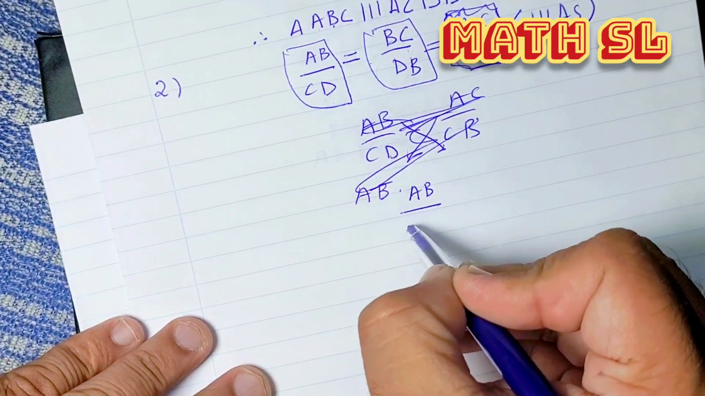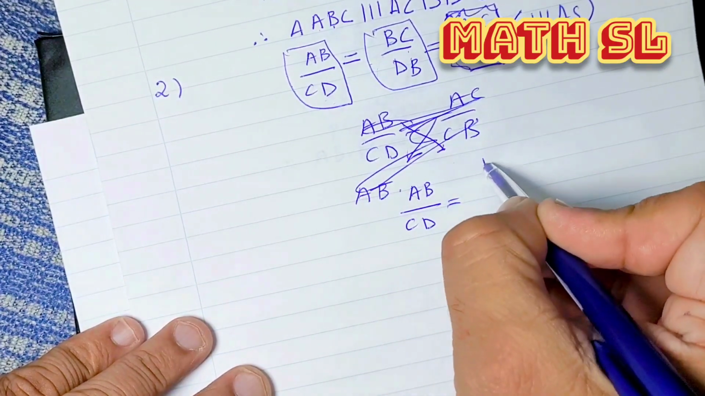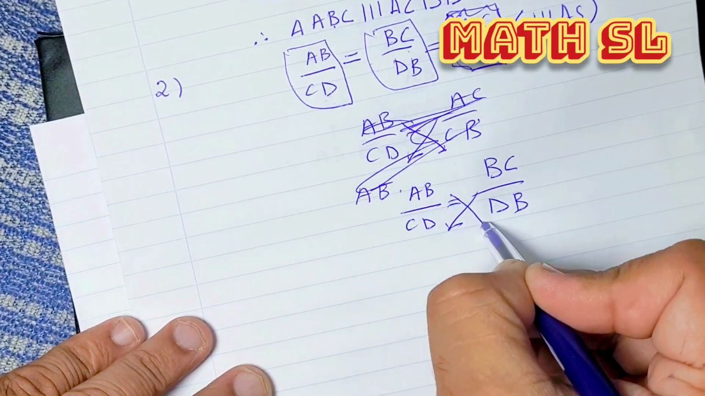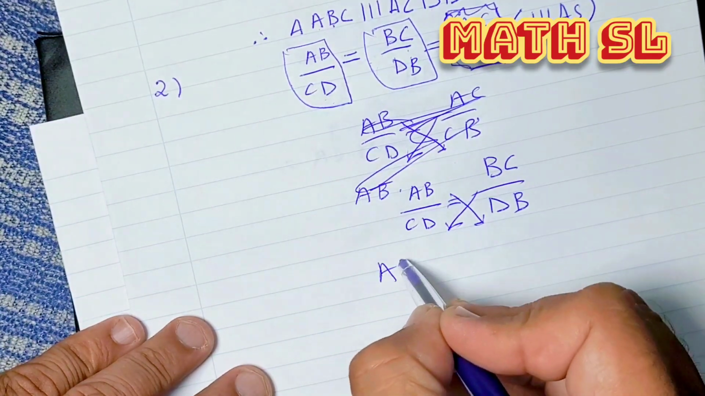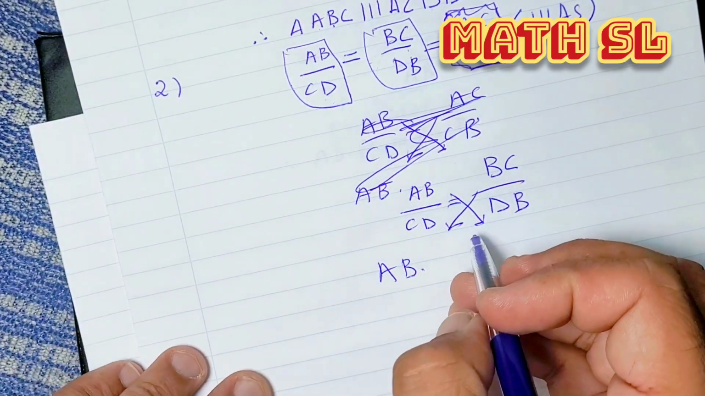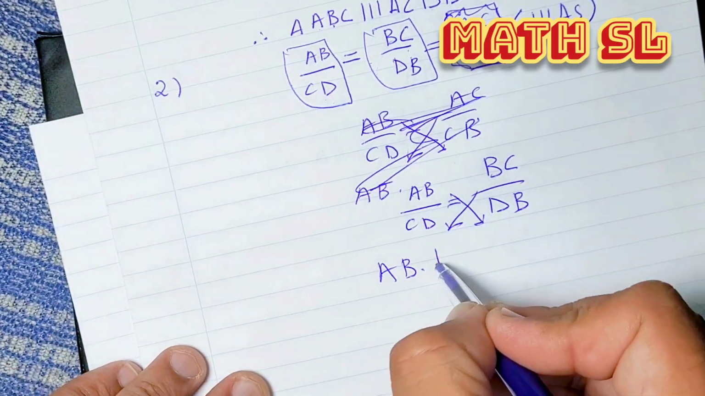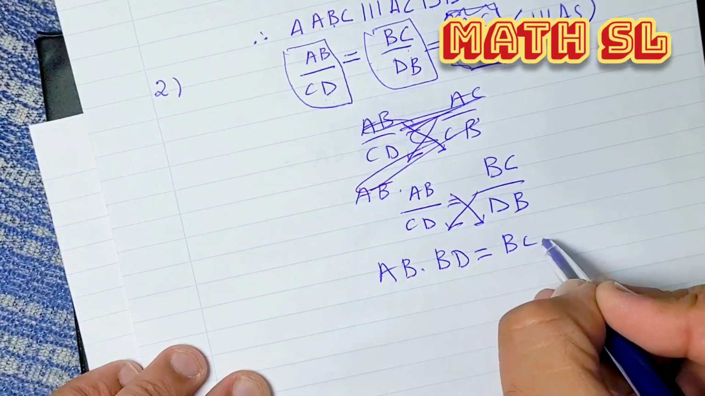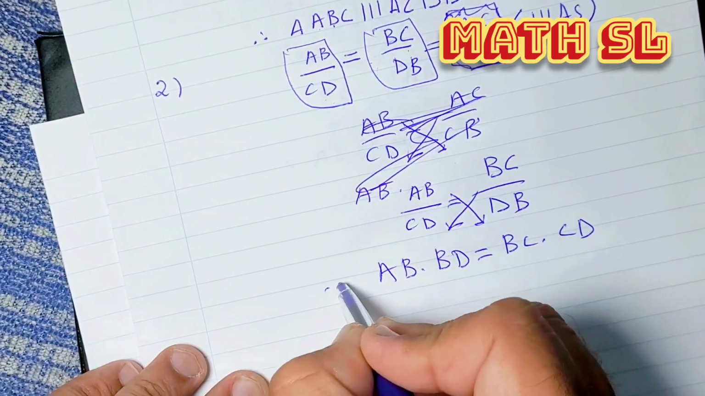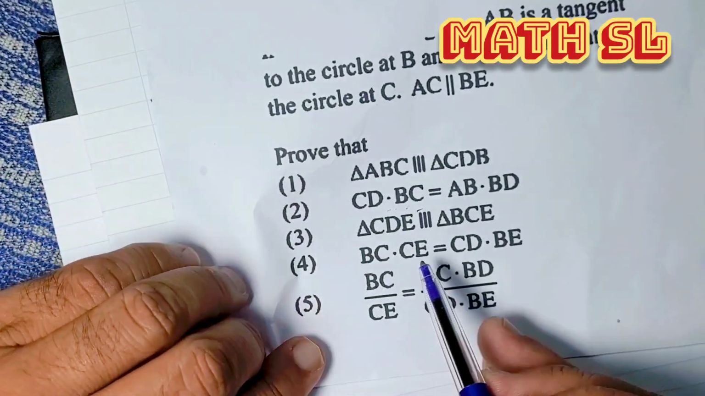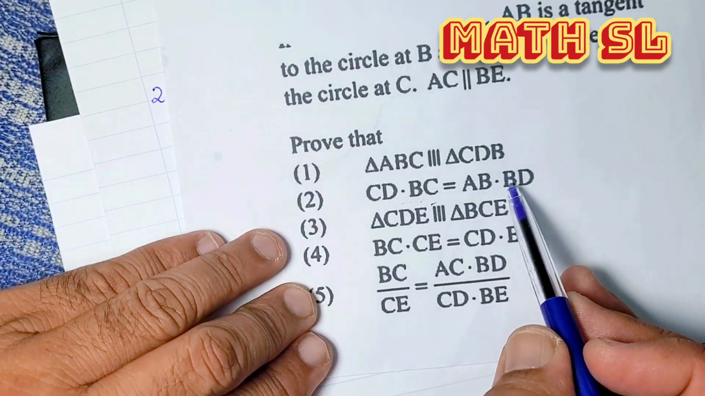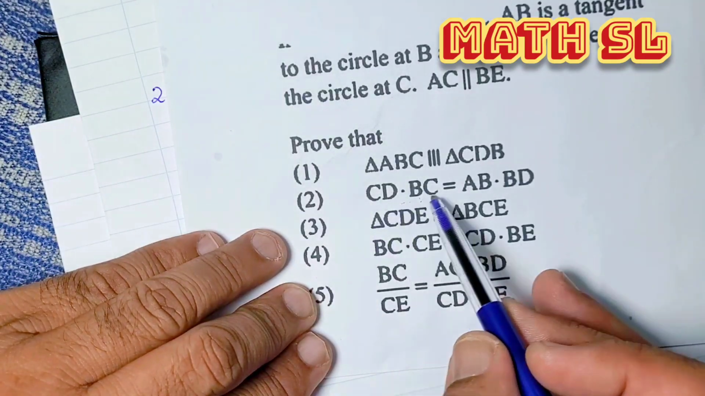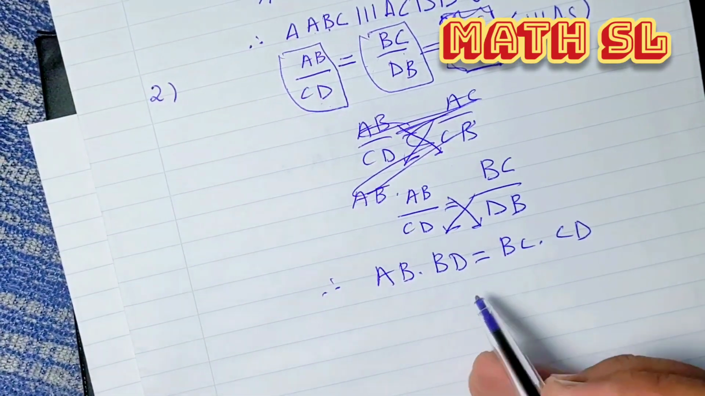So we're going to use AB over CD is equal to BC over DB. Cross multiply: AB times BD is equal to BC times CD. So we prove it. You see that you can write either way: AB times BD is equal to CD times BC, or you can write according to this. Same thing.